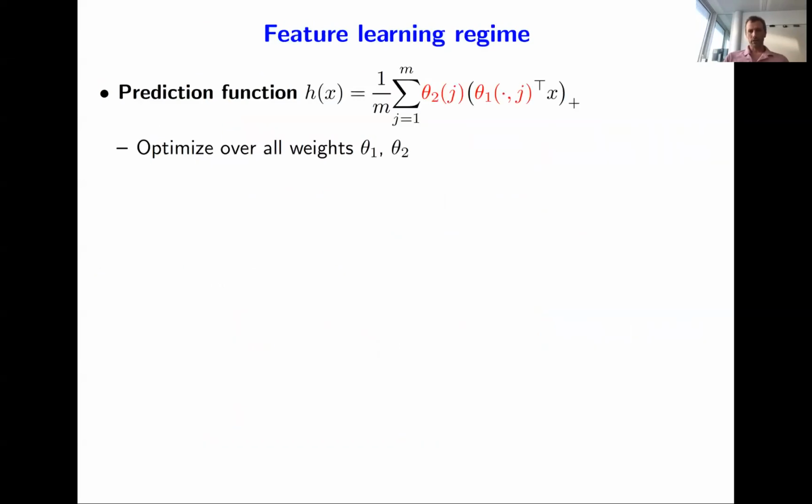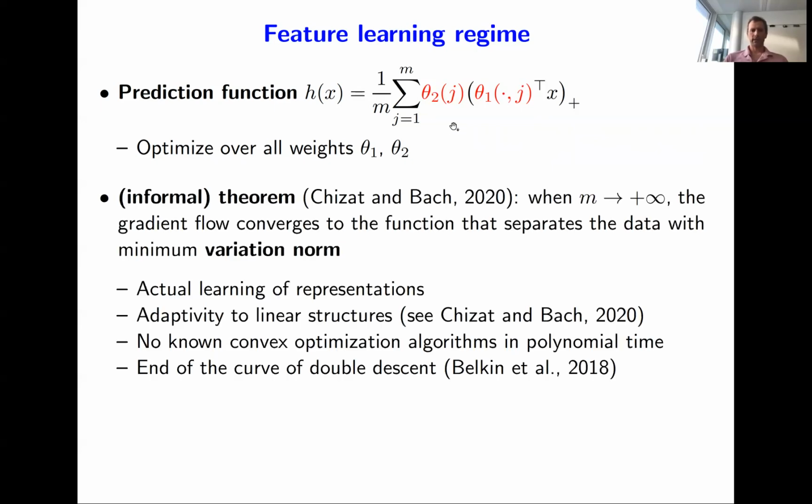And what we showed is that if you let the number of neurons go to infinity and you optimize over both layers, this is the informal theorem because we need more assumptions, you converge to the minimum variation norm. So you know where you're converging to, and this is in a sense the end of the double descent curve that Mikhail Belkin and others have looked at. If you increase the number of parameters, your gradient descent algorithm will converge to a place which can be interesting. Here, in the context of two-layer neural networks, it does converge to the minimum variation norm. So we know exactly what it does at the end.